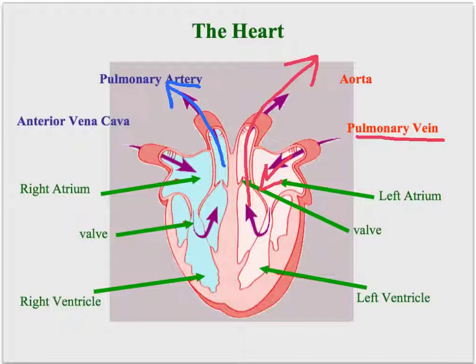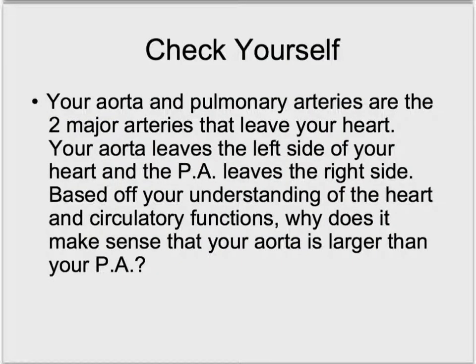Now that you've talked about the different parts of the heart, we're going to answer a check yourself question. For this question, it might be a little difficult. So make sure if you don't know the answer, you ask either me or someone at your table. Your aorta and pulmonary arteries are the 2 major arteries that leave your heart. Your aorta leaves through the left side of your heart, and the pulmonary artery leaves through the right side.